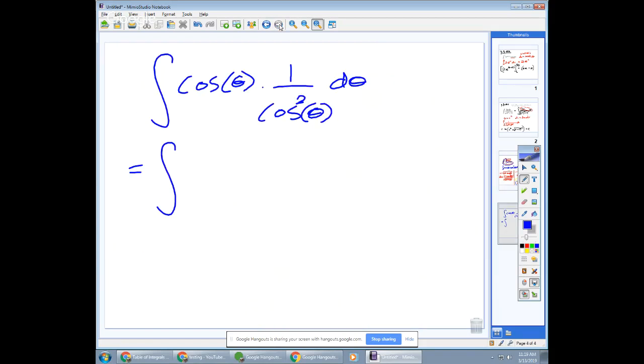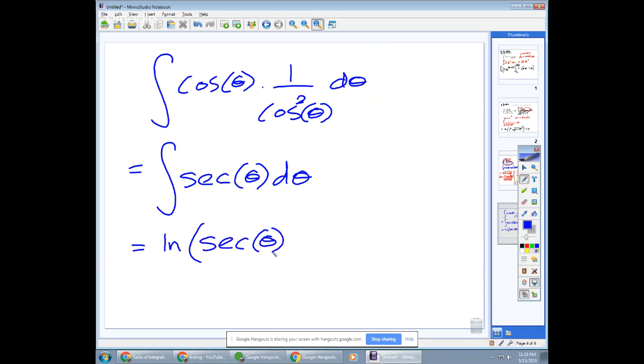All right, so then this becomes now the secant of theta, d theta. And does anybody remember the antiderivative of secant? It's a weird one. It's a natural log of, this is one I didn't prove, I just said we're just going to use it because the proof's kind of weird. It's the natural log of the secant plus the tangent.